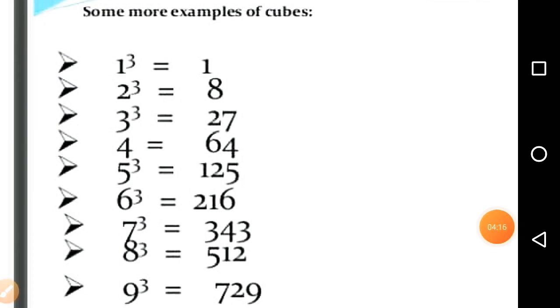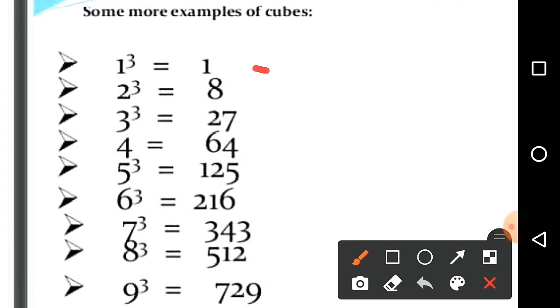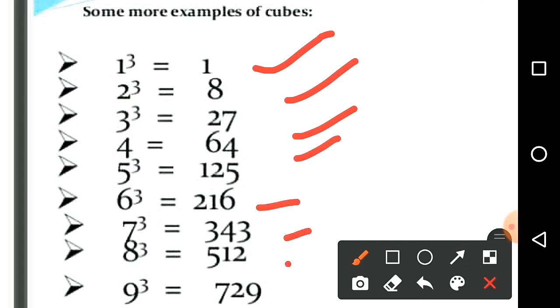These are some more examples of cube numbers. If you multiply 1 three times, what will be the answer? 1 into 1 into 1 will give you 1. In the same way, if you multiply 2 three times, 2 twos are 4 and 4 twos will give you 8. If you multiply 3 three times, it will be 27. Same way, if you multiply 4 three times, 4 into 4 into 4, the answer will be 64. All these numbers that we are getting are cube numbers, because we are getting these answers after multiplying the same number by itself three times.